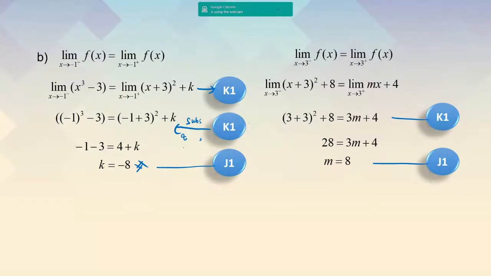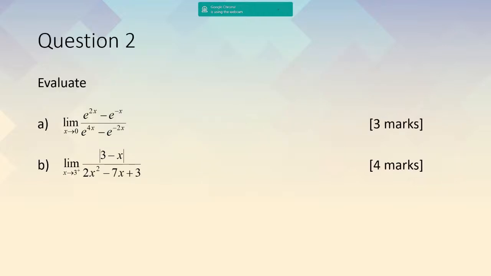Hopefully you can understand, because this question is familiar from the other Muafakat sets you did before. Next, question number 2. We need to evaluate the limit of (e to the power of 2x minus e to the power of negative x) over (e to the power of 4x minus e to the power of negative 2x) as x approaches 0. Many of you may not know how to do this one. And B is familiar: we have modulus of 3 minus x over 2x squared minus 7x plus 3 as x approaches 3 from the right.